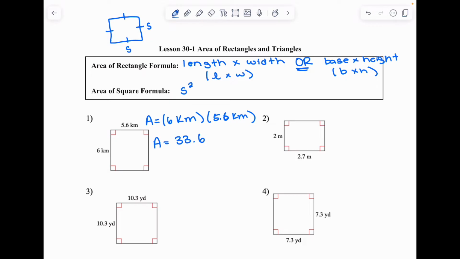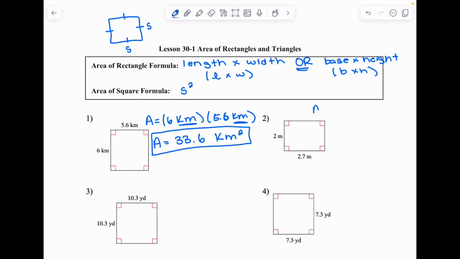And notice how I am multiplying 2 kilometers together. Kilometers times kilometers will give me kilometers squared. So whenever you are finding area, your units will always be squared. So please keep that in mind.